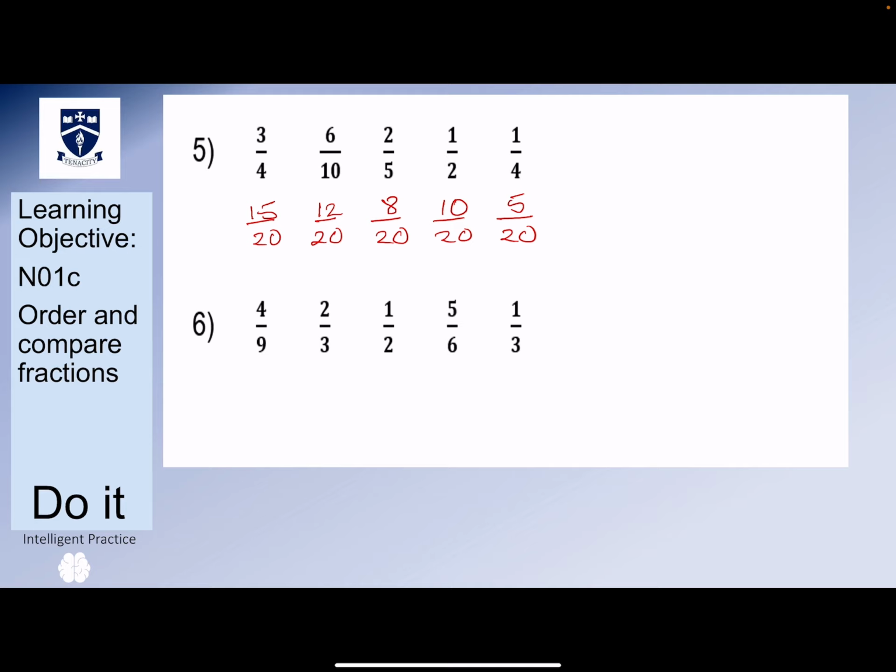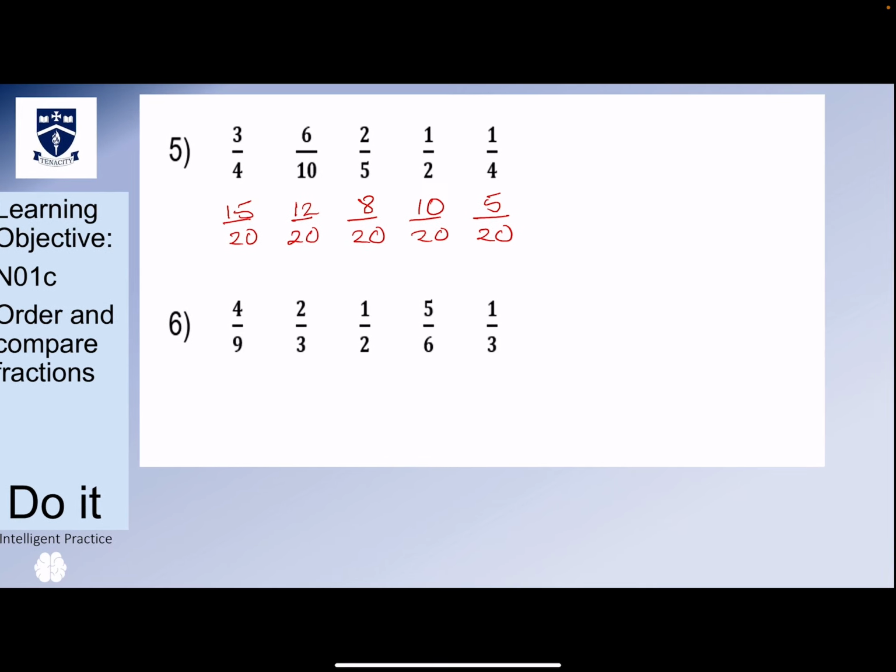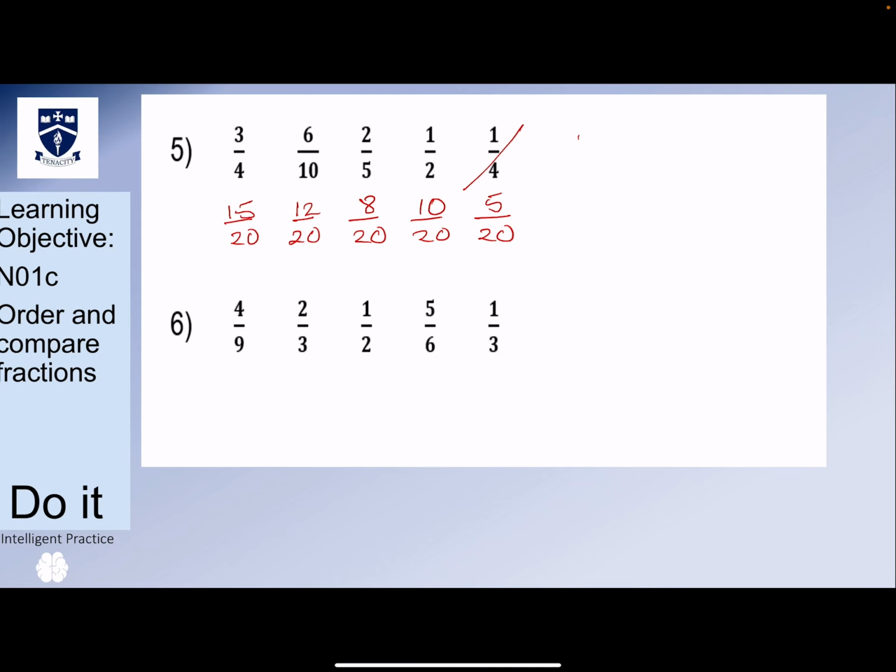Now we have exactly the same denominators, we have them in all the same size pieces. We can now look at putting them in order. So which is the smallest? Is it 15/20ths, 12/20ths, 8/20ths, 10/20ths or 5/20ths? Well, the 5/20ths is the smallest, so I'm going to cross out a quarter and I'm going to write down that as my first fraction.